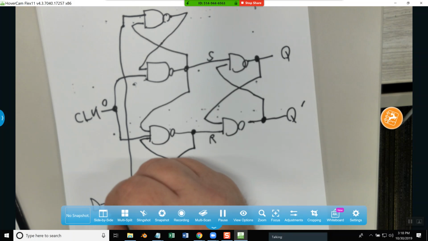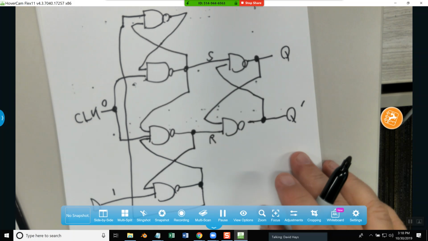It's coming around here to 0. 0 times anything is 0. Inverted becomes a 1. That's coming down here. 0 and 1 is 0. Inverted is 1. Okay. So then S is 1. R is 1.